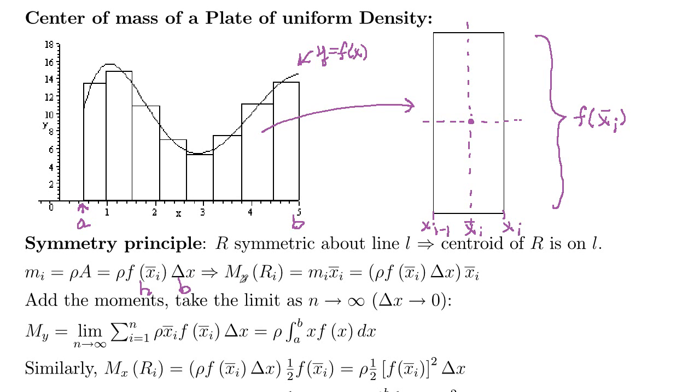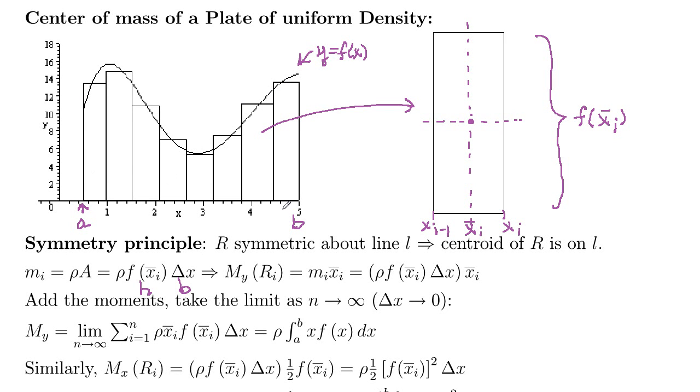And then that means that the moment about the y-axis for that rectangle R sub i is going to be the mass times the x-coordinate of the centroid of that region, x̄ sub i. And what is our mass here again? Well, that's density rho times area, f of x̄ sub i delta x. So rho times area is mass. So we get rho times f of x̄ sub i delta x times x̄ sub i.